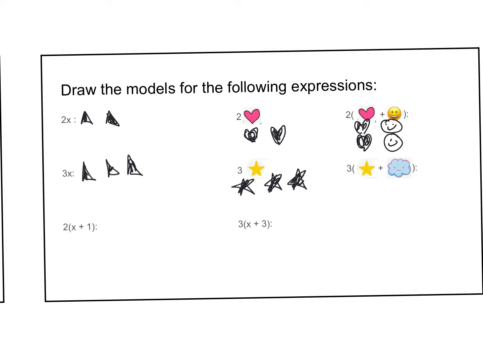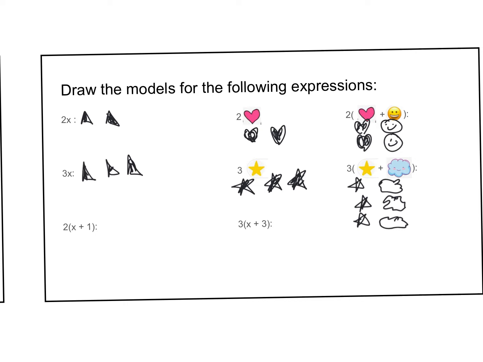So same thing here, it's 3 groups of a star plus a cloud. So we would have a star and a cloud for one group, a star and a cloud for a second group, and a star with a cloud for a third group. Now we don't actually use stars and clouds and hearts, we use our x's and we use our triangles.